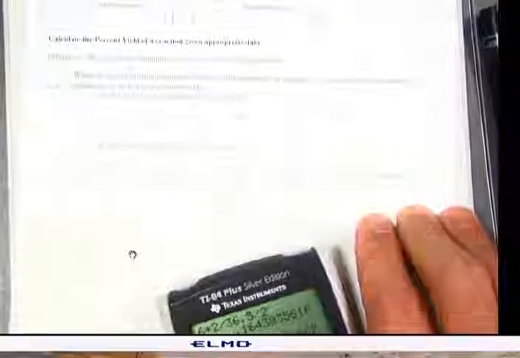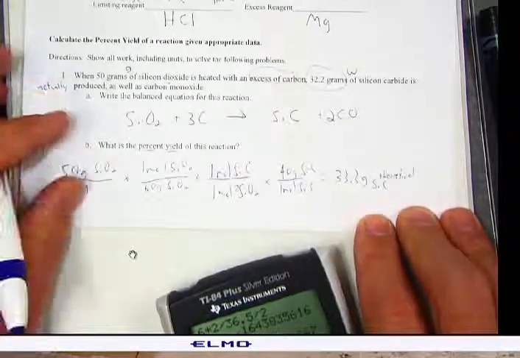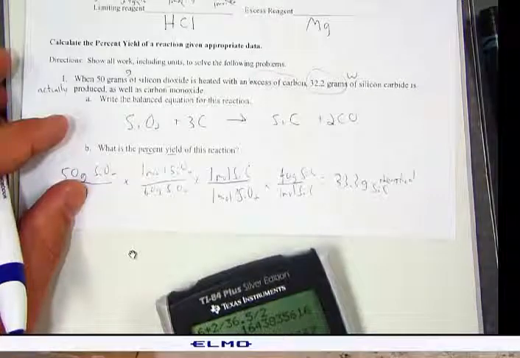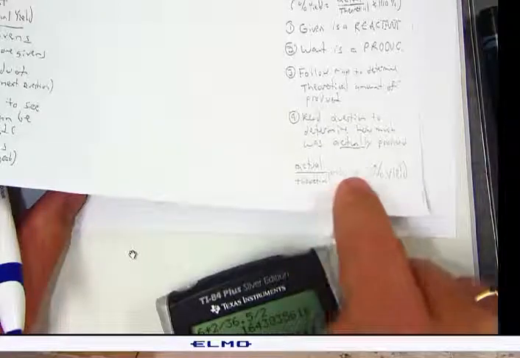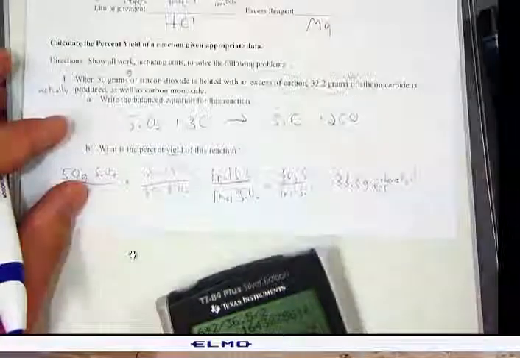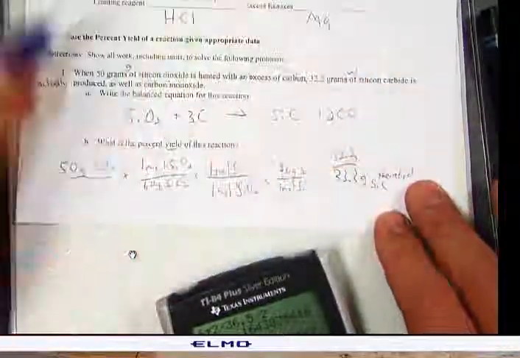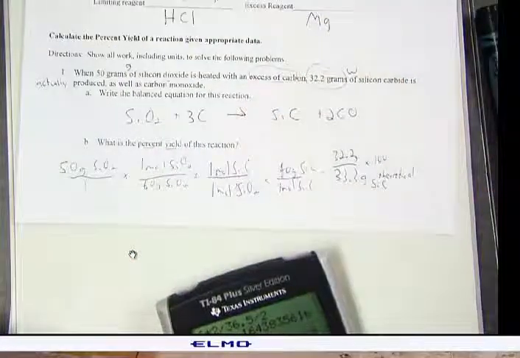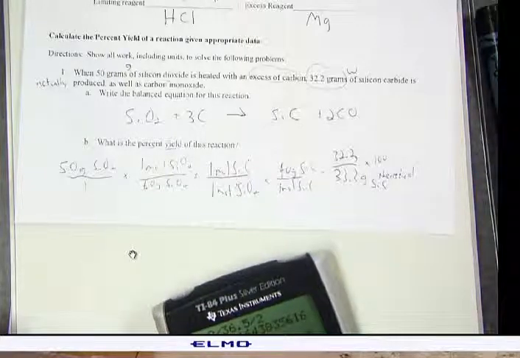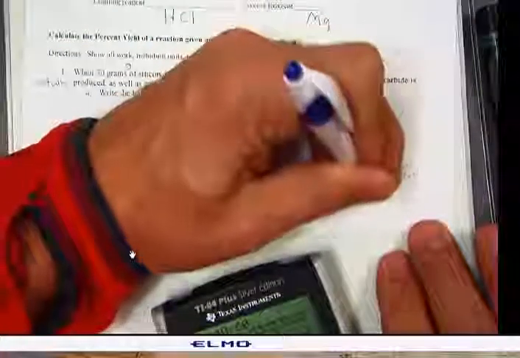So how much did it actually make? Well, they say that we actually got 32.2 grams. So I need to figure out what to do next. Check the back of the Stoic roadmap. Actual divided by theoretical times 100 turns it into percent yield. The actual was 32.2 grams divided by the theoretical 33.3 times 100. 32.2 divided by 33.3, enter, times 100, 96.7% yield. That's our answer.